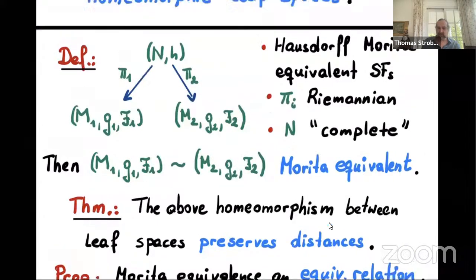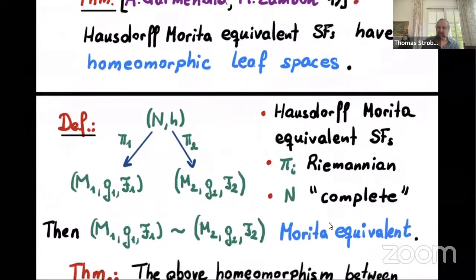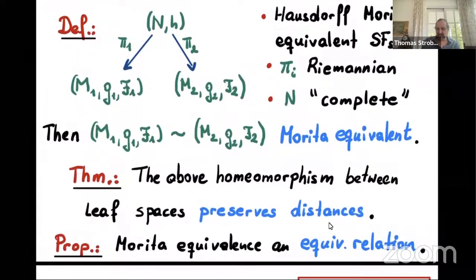And then the theorem of Gamindia and Zambon can be extended in the following way: this homeomorphism which they constructed preserves the distance defined by some quasi-metric, which can be defined in different ways. But in the case, for example, when the quotient of M, the leaf space of the singular foliation, is smooth, then this G1 induces a Riemannian metric on it, and then these two Riemannian manifolds would be isometric or isomorphic.